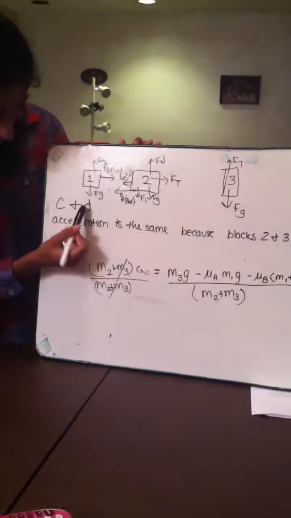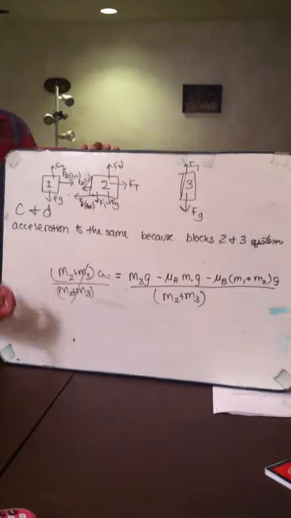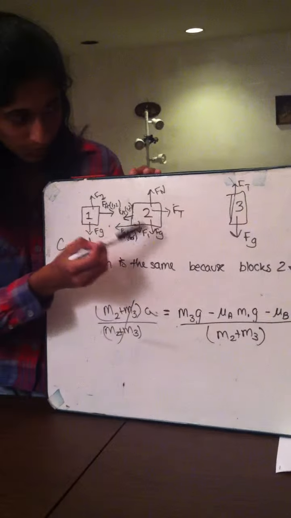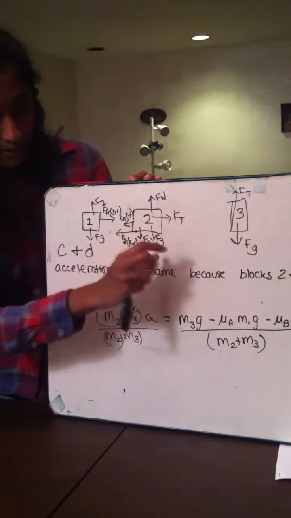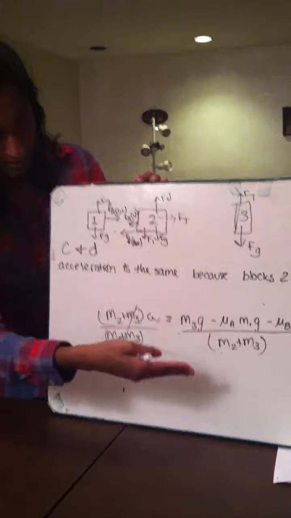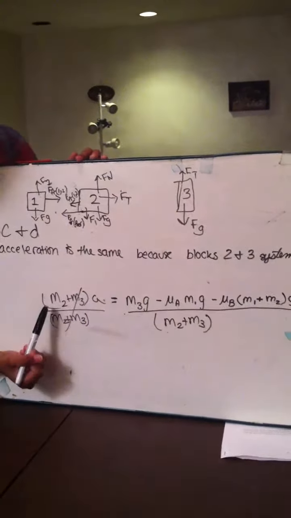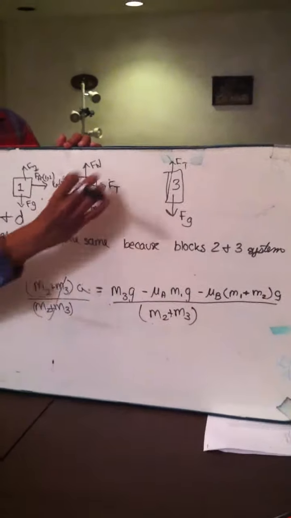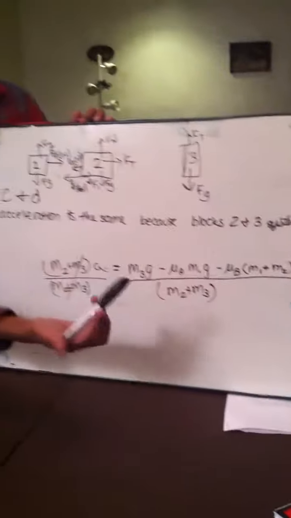For C and D, it asks for the acceleration of block 3 and then the acceleration of block 2. These accelerations are the same because block 2 is being pulled and is connected by a string to box 3, so it is one system. It's a combined system. You can think of them as the same entity. So (M2 + M3) times a describes the force these two boxes are going through when this is being pulled down by the force of gravity.